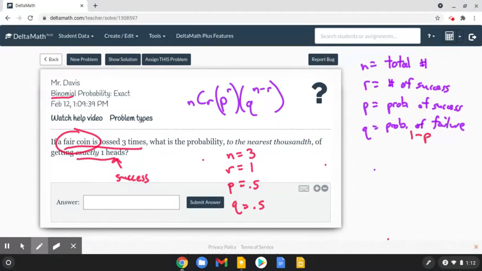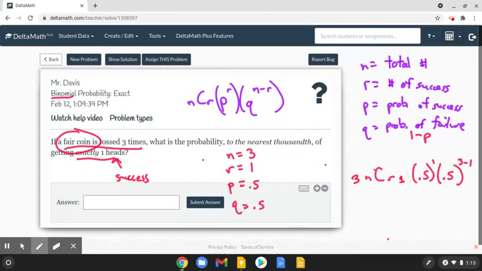So once we've identified those, it's really just going to be plugging those into our formula on our calculator. So we're going to do 3, and then on your calculator, do that nCr, 1. And then you're going to do your probability of success, which is 0.5. That's p to the r, 0.5 to the first, times 0.5, that's q, to the 3 minus 1. So I'm going to go ahead and type that in.